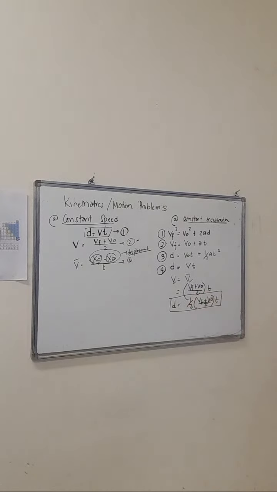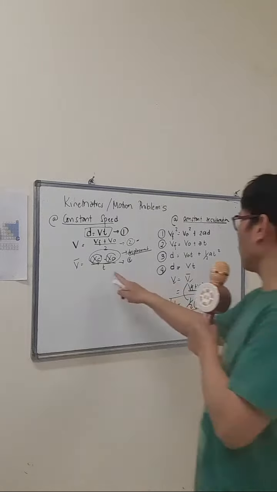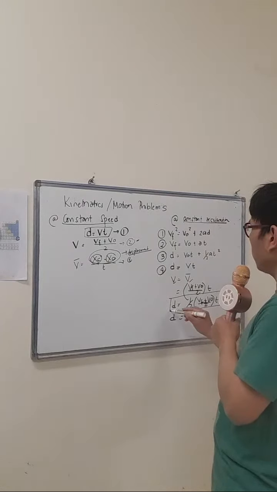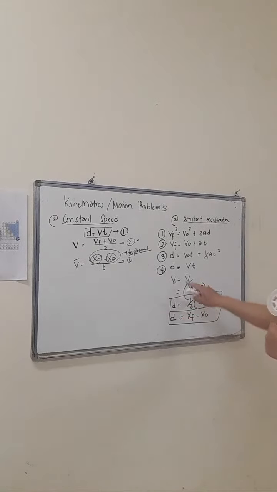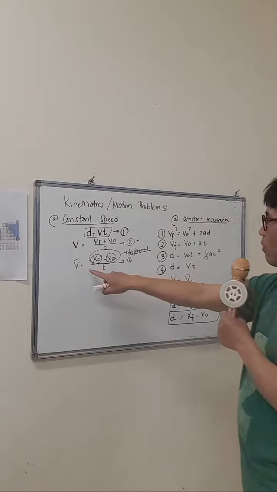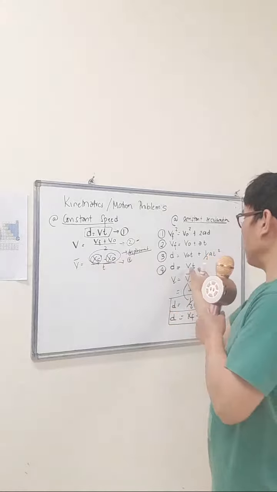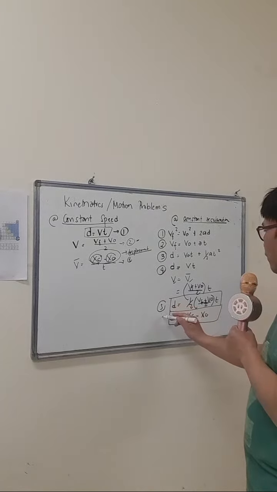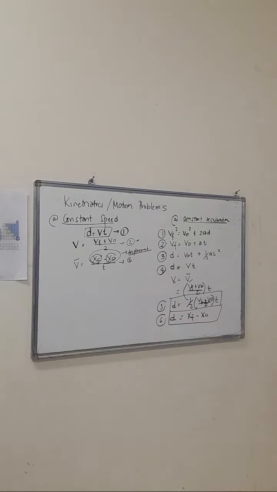And equation number 5, based on the instantaneous velocity also, we substitute here and cancel the time. Then distance is just equal to xf minus xo, the displacement. Using this one, with your instantaneous velocity equal to the average velocity, when you substitute it here, the time will cancel, and it will simplify into distance is equal to the final distance minus the initial distance. Like that. So you now have 6 equations.